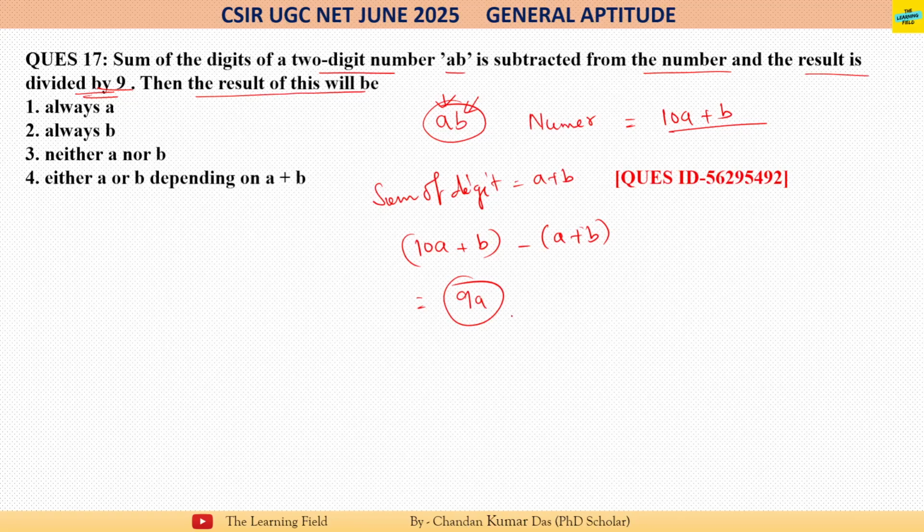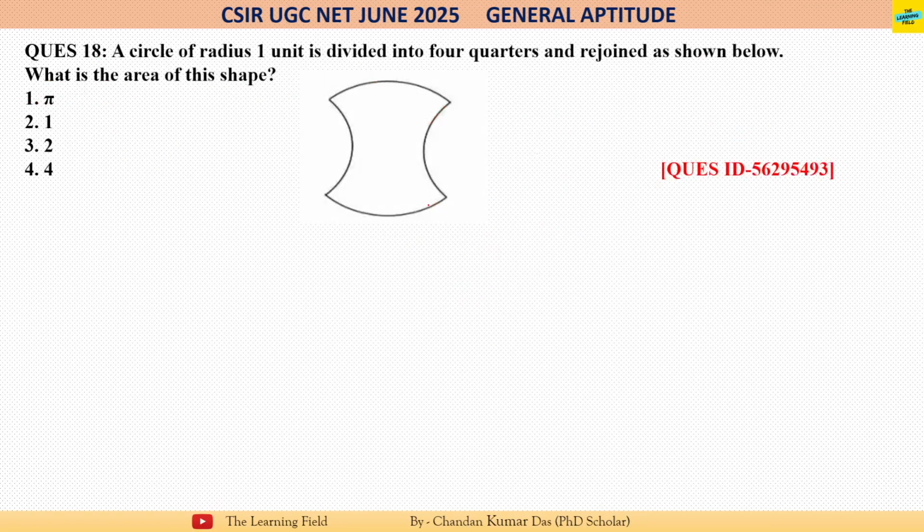Now the result will be divided by 9. Then which will be true? Divided by 9 means always A. 9A always divided by 9, we get the answer A. So option 1 is the correct answer.